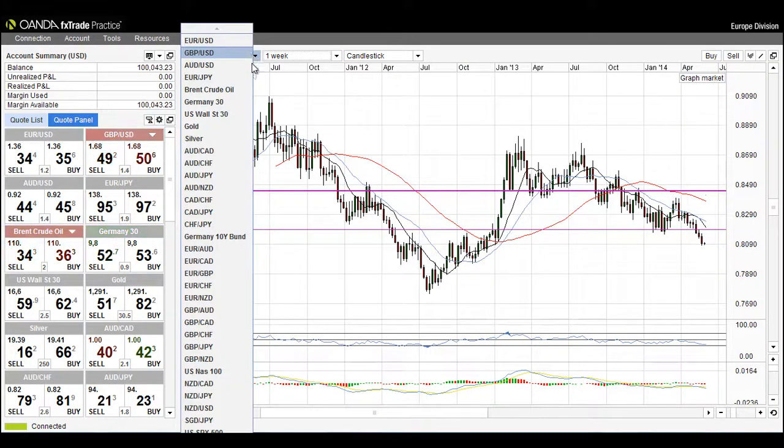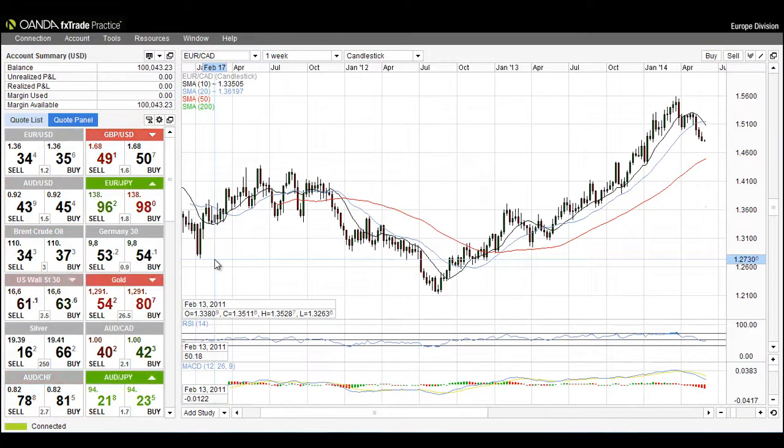The next one is also to do with euro, and we do see a bit of euro weakness across the board.